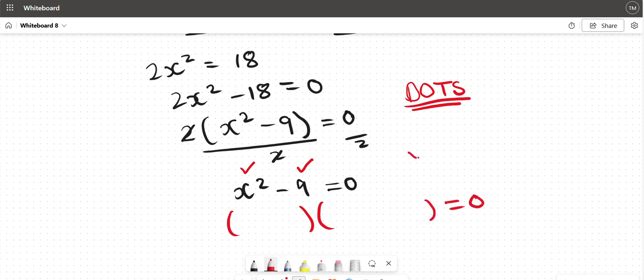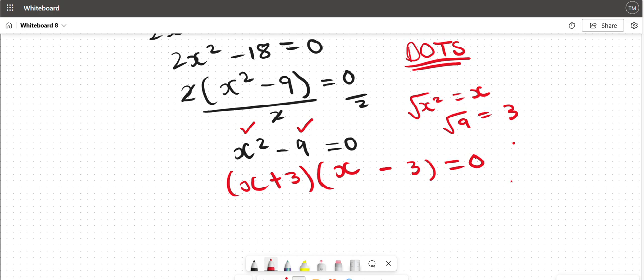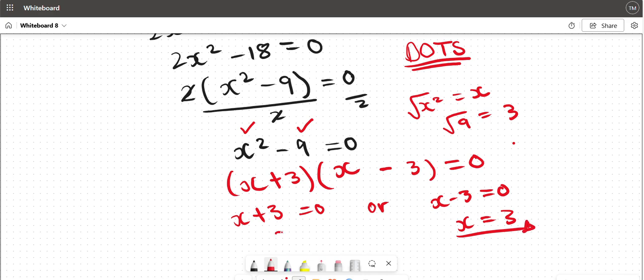And to factorize this, I just square root the first term. It gives me an x. That x goes into the first position of both brackets. I square root the second term, which is the 9. It gives me a 3. That 3 goes into the second position of both brackets. One is negative and one is positive. And again, at this point, I'm going to use that law and say x plus 3 is equal to 0, or x minus 3 is equal to 0. And here, x will be negative 3, and in this case, x will be positive 3.